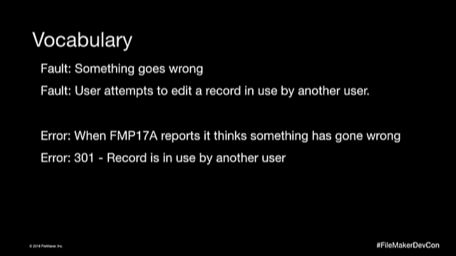So, vocabulary. That's a tricky word to say. That's ironic. So a fault is when something goes wrong. When a user attempts to edit a record that is in use by another user, that's a fault. If I go to get some coffee and I want some half and half and the creamer is empty, that's a fault, right? But it's only an error when FileMaker thinks that an error has occurred and tells us. So that's the definition that we're using here for errors and faults.